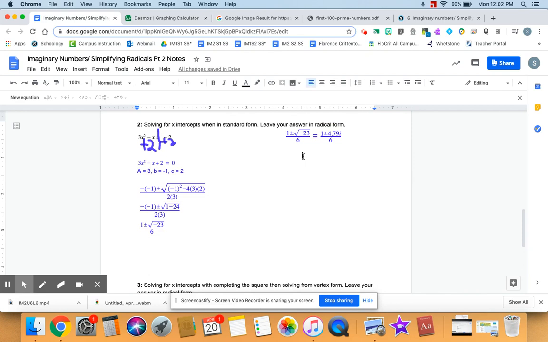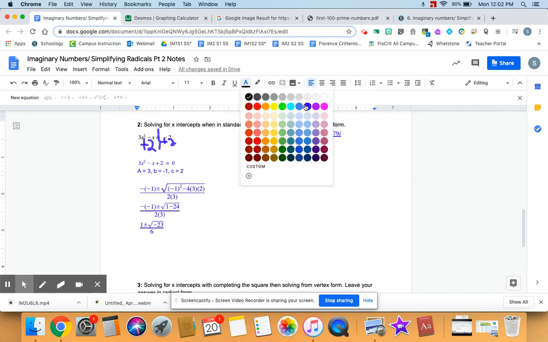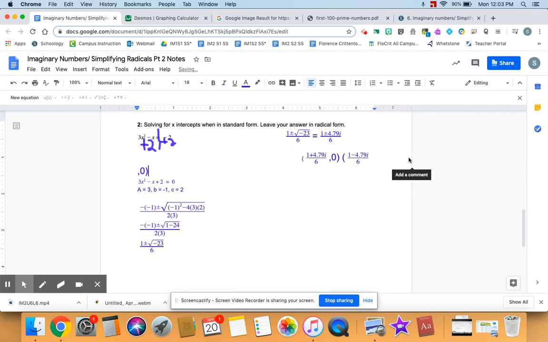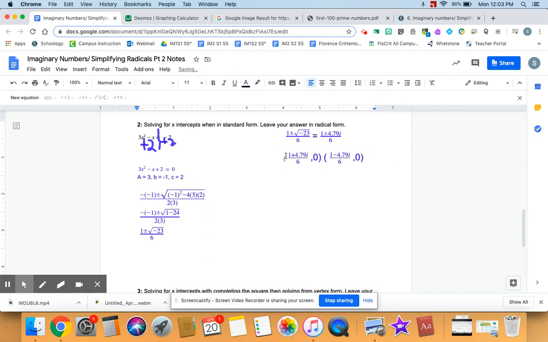So remember, if they're asking for the root, what they want is a whole point. So it's this, but not plus minus. So there's 1 with the plus. And when you plug that in, you're going to get out 0 because it's an x-intercept. And then again, but this time with the minus. And then comma 0. And that's your second x-intercept. Now this is what you would do if it did not say leave your answer in radical form. However, they want you to leave it with the square root, not with the decimal.